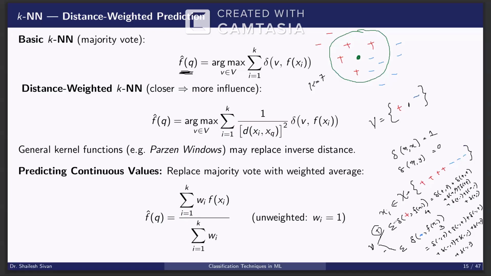Now we are actually matching each distinct class with the neighbors' class. Plus with the neighbors and minus with the neighbors, and trying to find which one gives the maximum value. That's it. That is what we are calling K nearest neighbor. Is that clear for everyone?